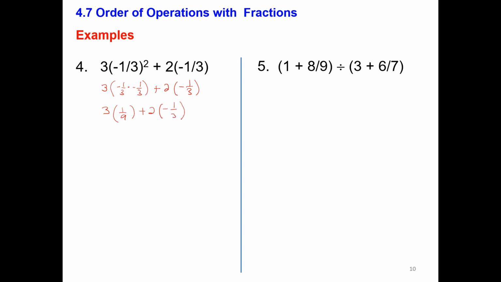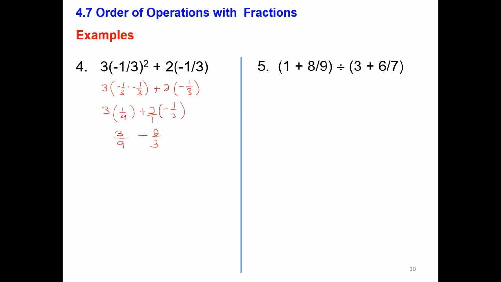And now let's multiply this together. Then we will have 3 over 9. We multiply this together. 2 times 1. Remember, if we don't have a number, we can write 1. Positive times negative is negative. 2 times 1 is 2/3.